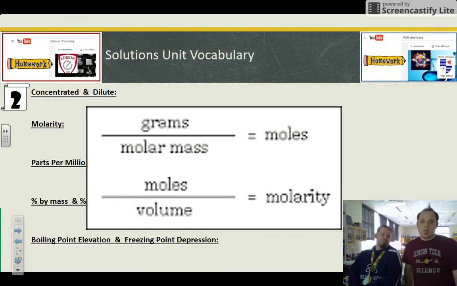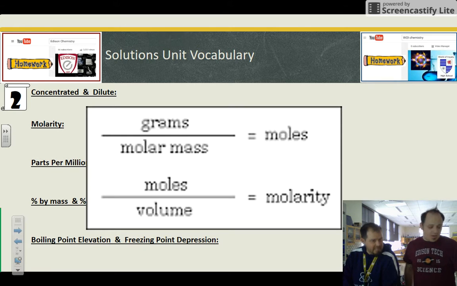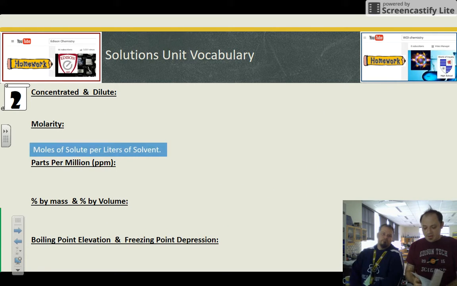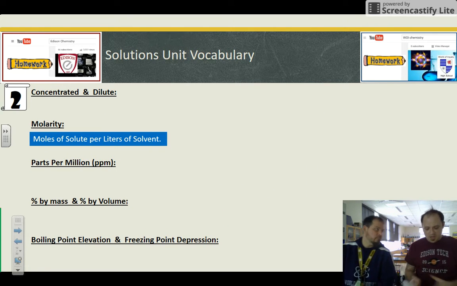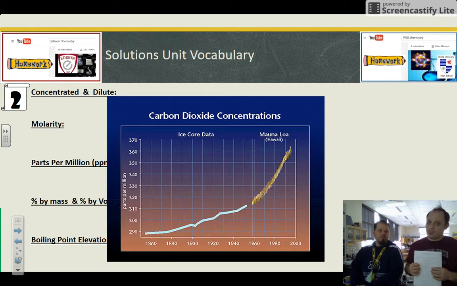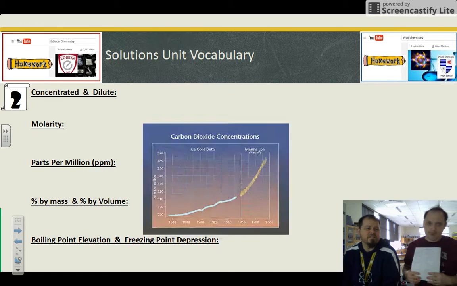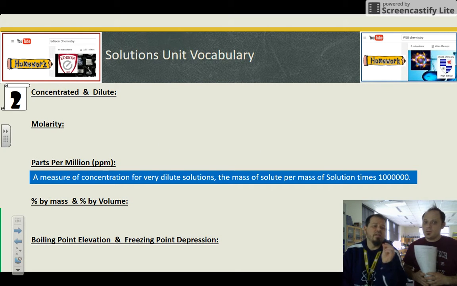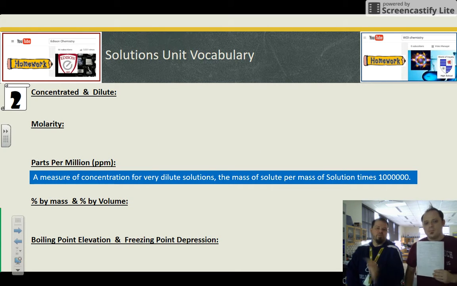Molarity. Molarity is a calculation that we will get plenty familiar with if you're paying attention. It's given to you in an equation there, but it's the moles of solute per liters of solvent. It's a specific, standard way to measure concentration. We will do a little bit about parts per million. There's a little quick chart on some stuff. Basically all you really need to know is for very little amounts, very dilute solutions, we have to use parts per million.